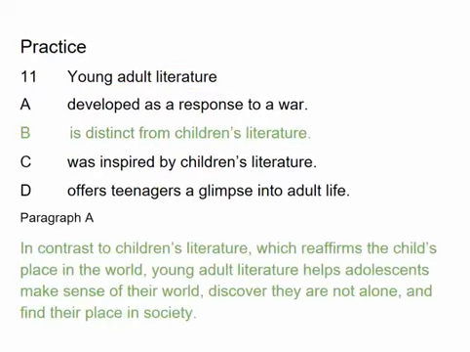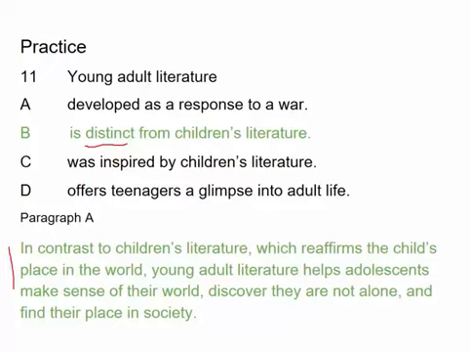All right, now hopefully you found that answer choice B is the answer that is best supported by what we see in the text, okay? The answer comes from this part of paragraph A that you see down below. It reads, in contrast to children's literature, which reaffirms the child's place in the world, young adult literature helps adolescents make sense of their world, discover they are not alone, and find their place in society. Now, this part of paragraph A expresses the idea that children's literature and young adult literature are distinct. They are separate. They are not the same thing.